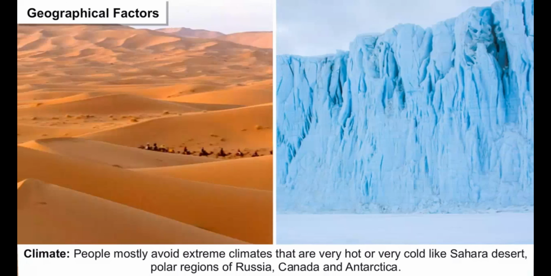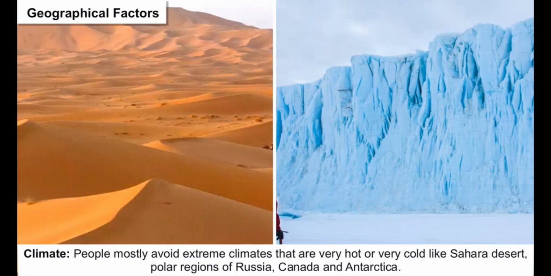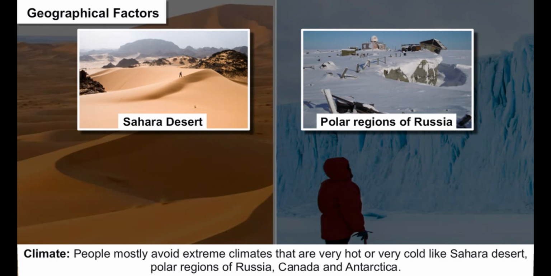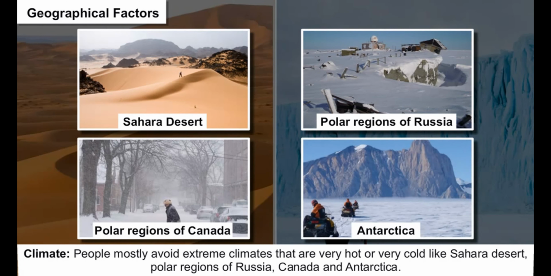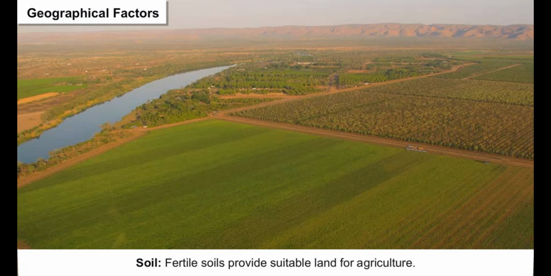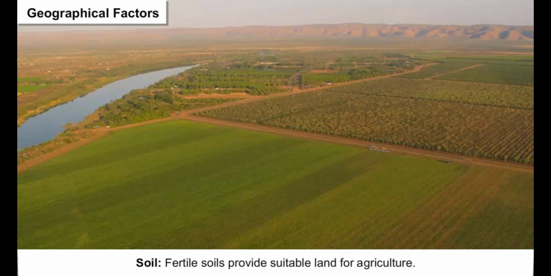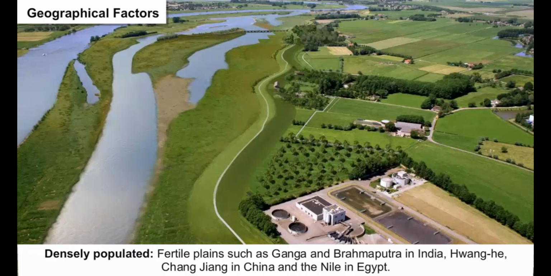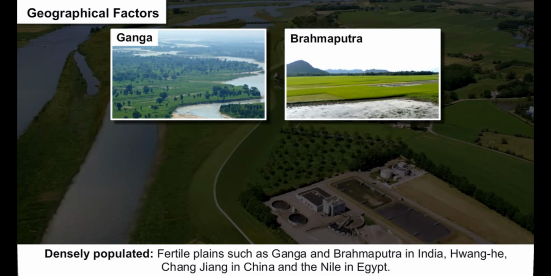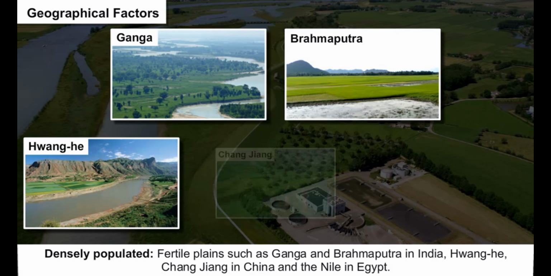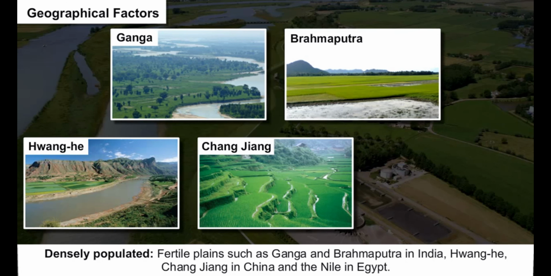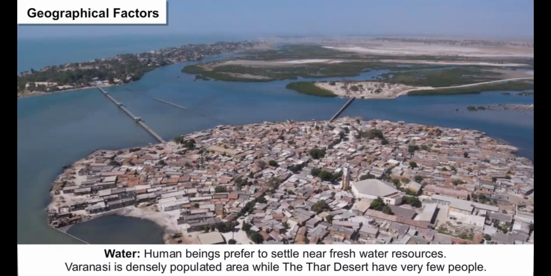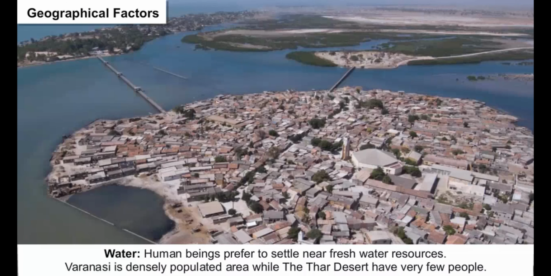Climate. People mostly avoid extreme climates that are very hot or very cold, like the Sahara Desert, polar regions of Russia, Canada and Antarctica. Soil. Fertile soils provide suitable land for agriculture. Example, densely populated fertile plains such as the Ganga and Brahmaputra in India, Huanghe and Changjiang in China, and the Nile in Egypt.